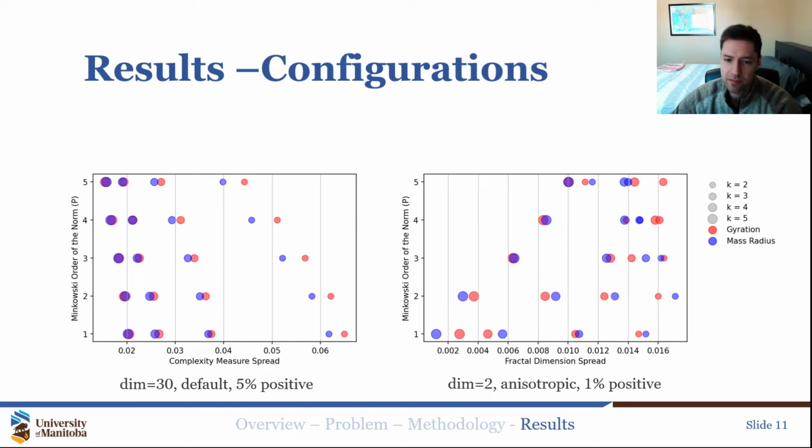for our fractal dimension approach, there's a few things to consider. One thing being the Minkowski order of the norm, which was that p-value, again, where p equals 2 is the Euclidean distance, and p equals 1 is the Manhattan distance. The other thing we looked at was complexity spread.